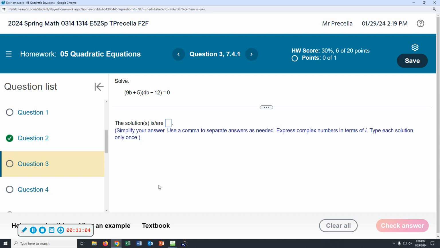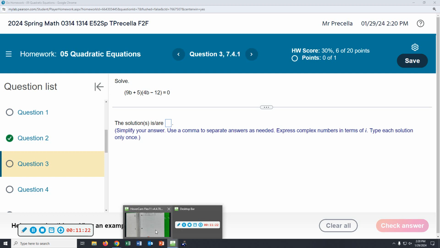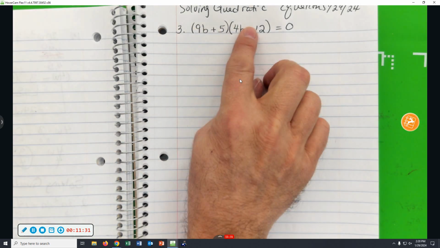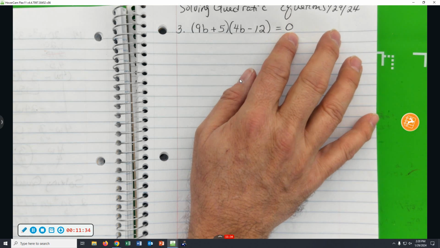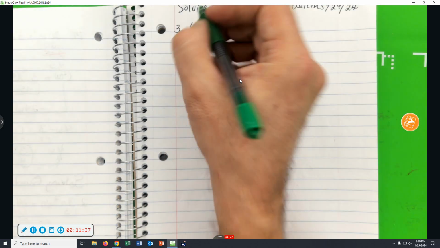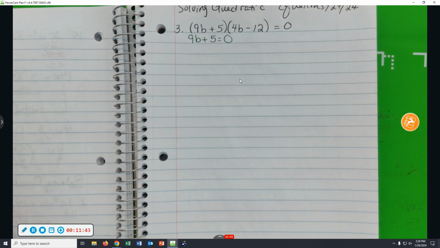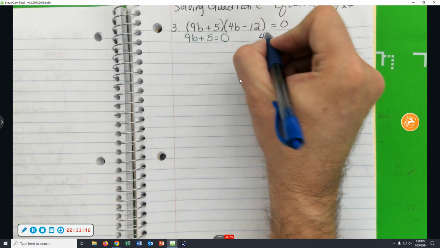Problem 3. 9b plus 5 times 4b minus 12. Well, I hope you can tell my b's from my 6's. 9b plus 5 times 4b minus 12. On this problem, it's already done the factoring for you and the 0. So you're just doing that last step. Set each factor to 0. And isolate the variable.